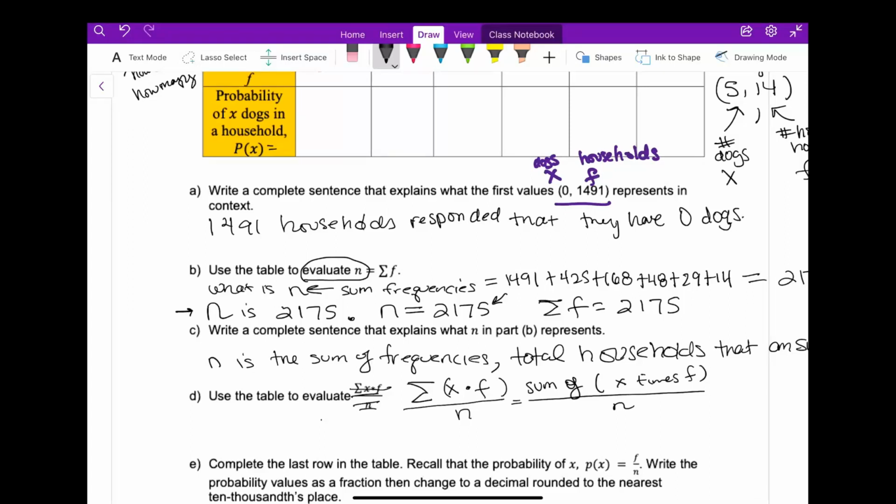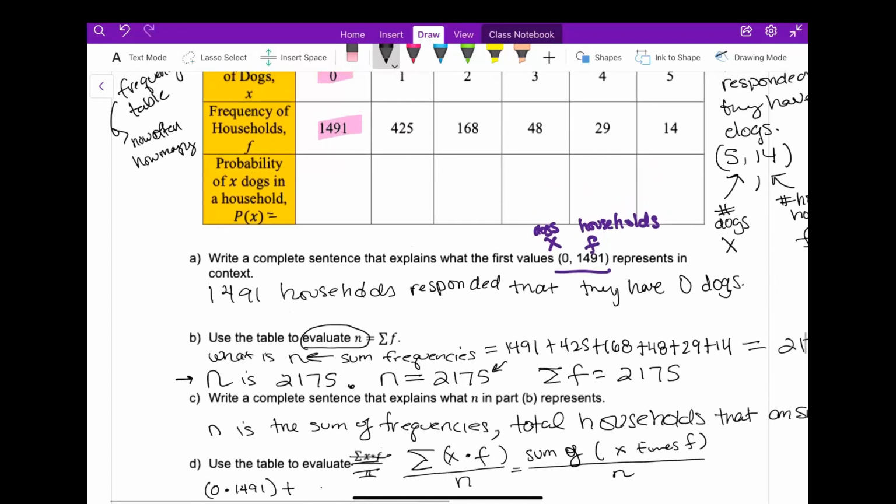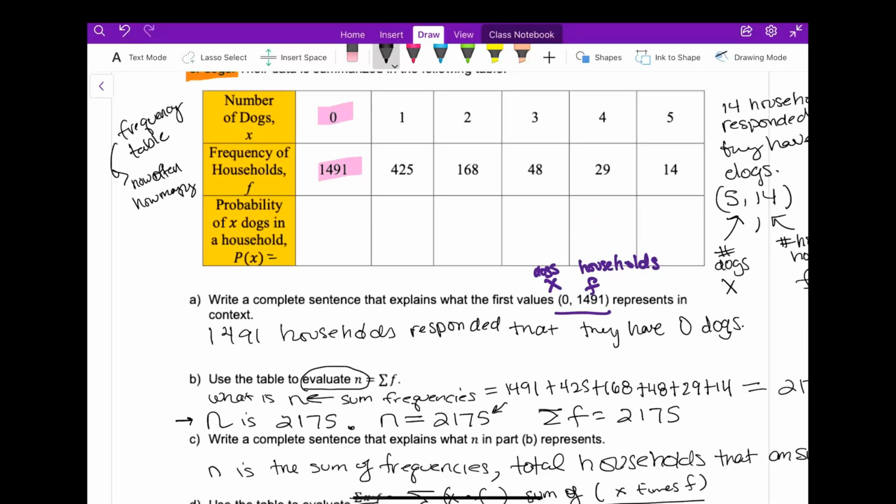So the first x value that we have is 0, and we're going to multiply it times f. And the f value corresponding to the 0 is 1,491. So it tells us that we're going to do the sum of, so I have plus because of the sum of, and then x times f. What x's are we picking? We are picking the whole table. So if you're looking back at this table, we're going to complete this whole thing with its pairs. So 0 with 1,491, 1 with its pair, and so on.